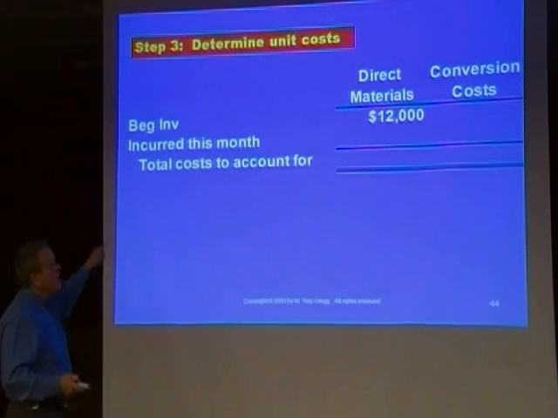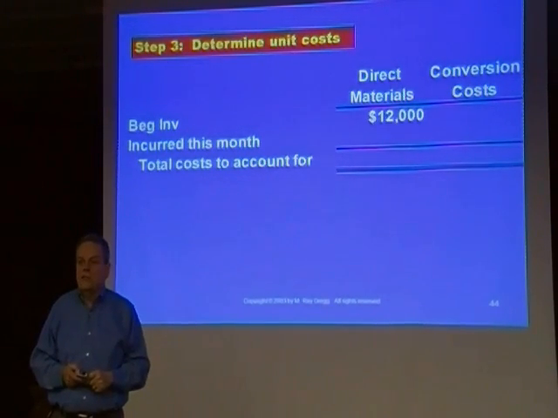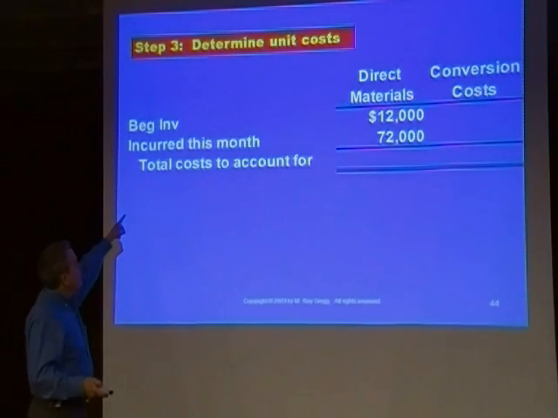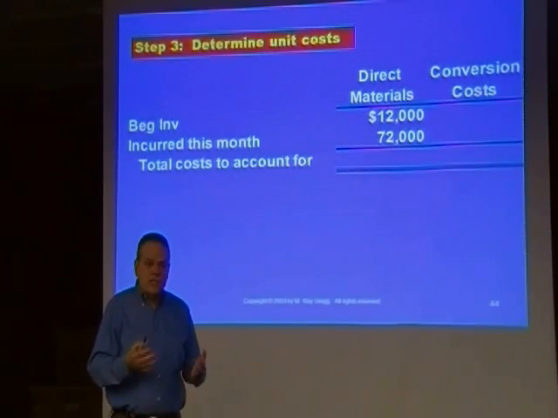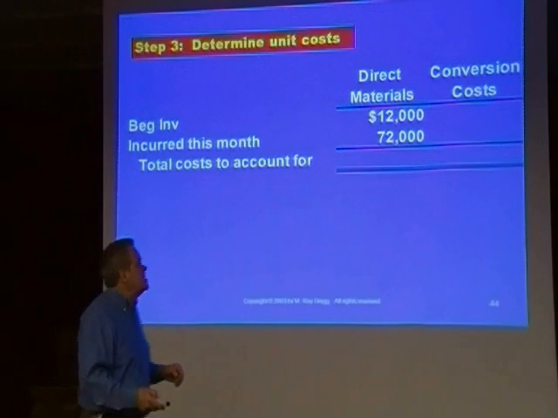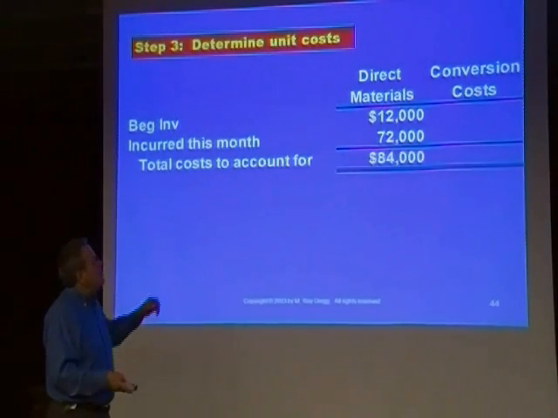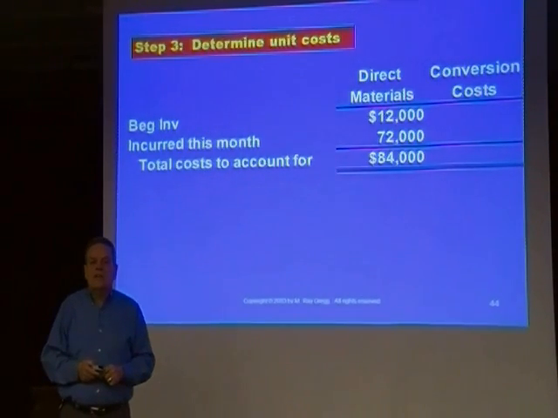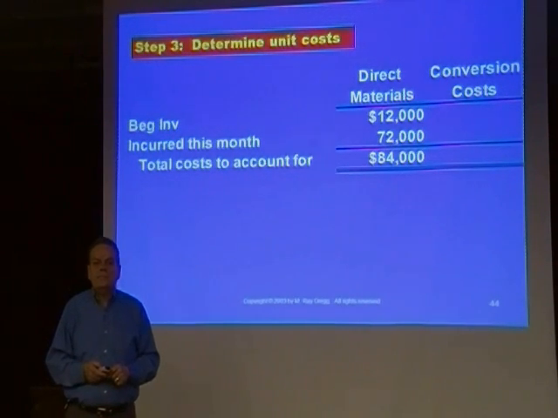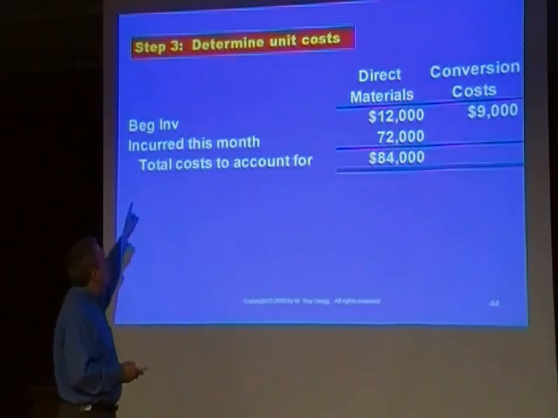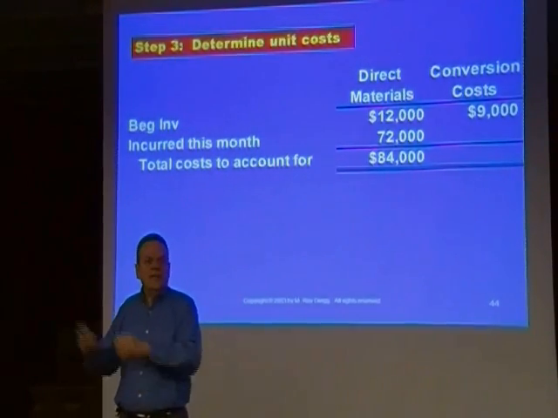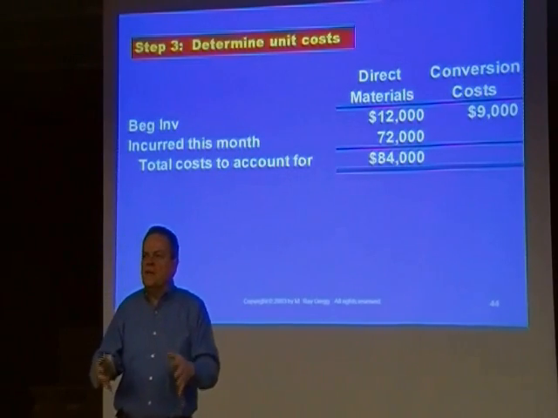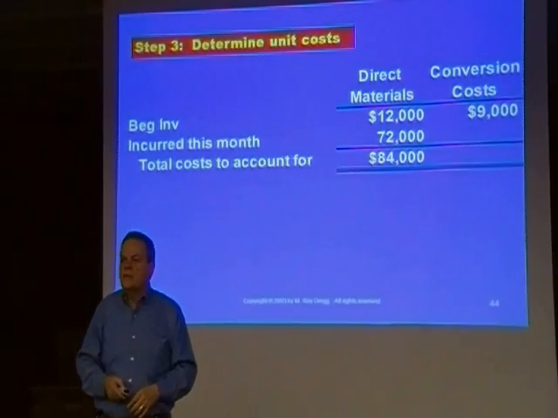It's in the fact circumstance as well, but we gathered up all those costs in the T account. In the beginning inventory, there was $12,000 of materials. Do you see where I got the number? Yes or no? There was also $72,000 of materials added this month. Do you see that in the T account? I have spent a total of $84,000 on materials this month. The beginning inventory said that conversion costs last month were $9,000. We didn't finish that batch. We brought them to this month. That became beginning inventory this month.